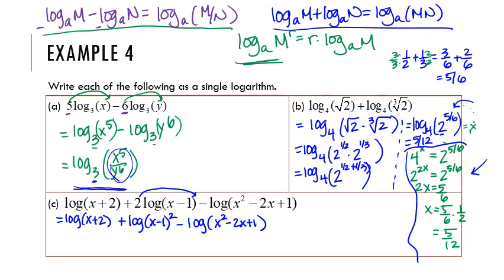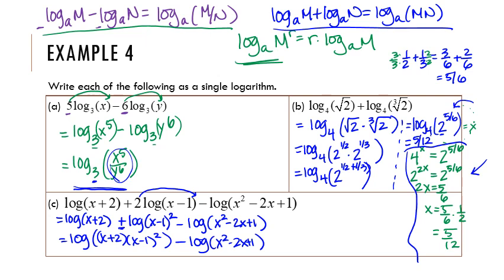And then what I'm going to do is kind of follow PEMDAS, properties of order of operations. So I'm going to do the addition and subtraction in the order that I see it. So I'm going to deal with this addition part first. So that's going to give me the log of x plus 2 times x minus 1 squared, all minus the log of x squared minus 2x plus 1.